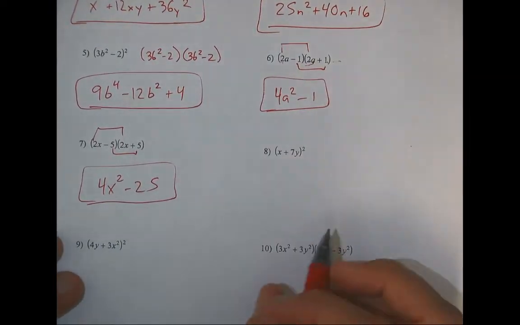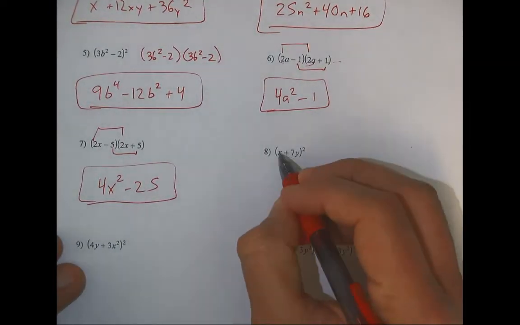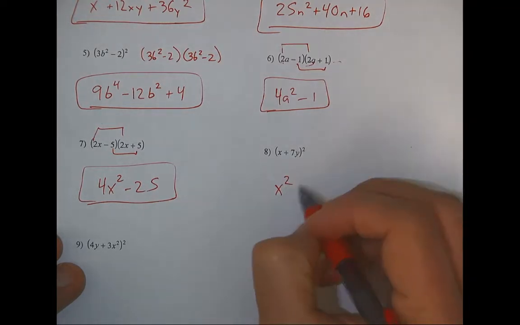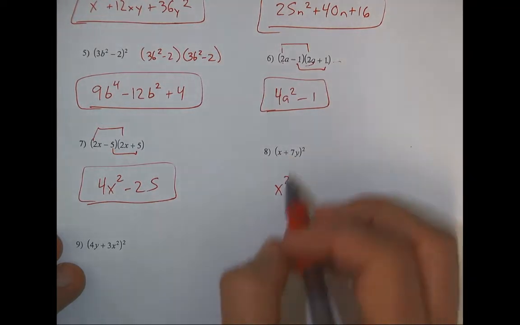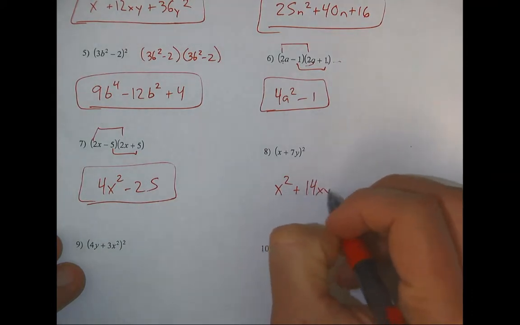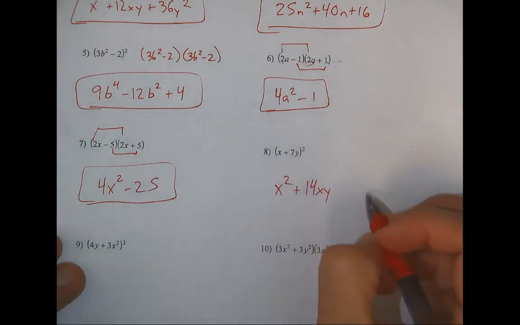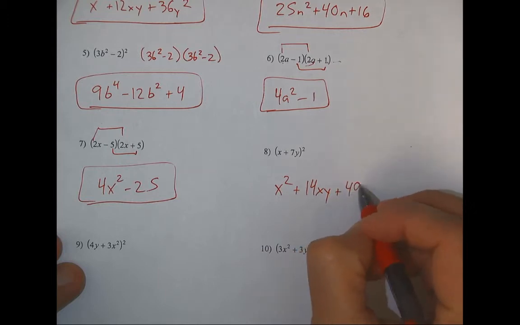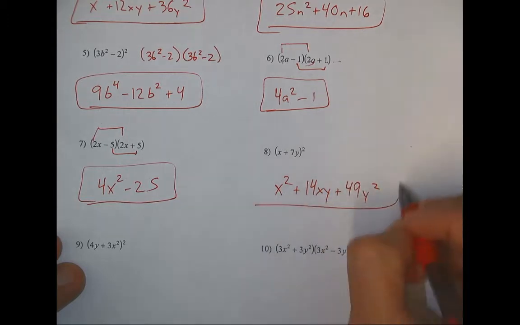All right, when something's squared, there will be a middle term. The first term is this squared, so x squared. The middle term is this times this doubled. So 7xy doubled. That's 14xy. And the last term is this squared. So 49y squared.